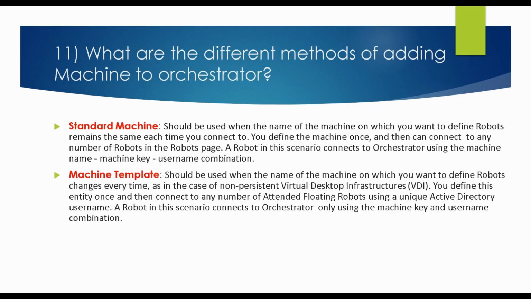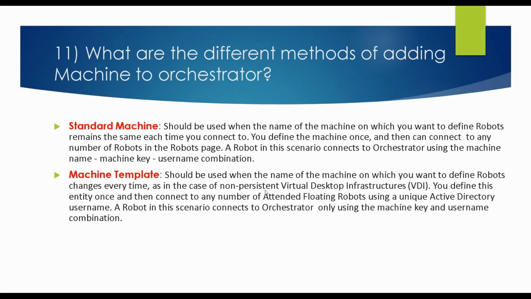So what's the next method, and how can you resolve this issue when you are switching to different machines on a daily basis? You can go with a machine template. It should be used when the name of the machine on which you want to define robots changes every time. So if the name of the machine is going to change, or if you're going to use different machines on a daily basis, you can go for the machine template.